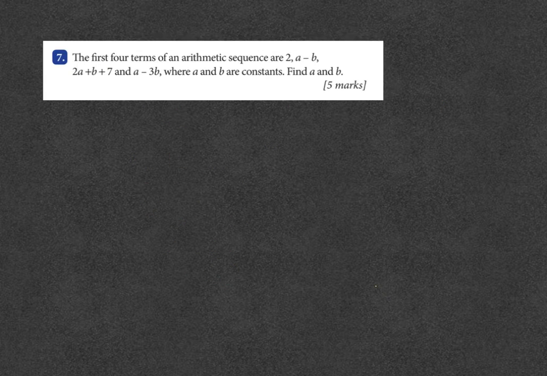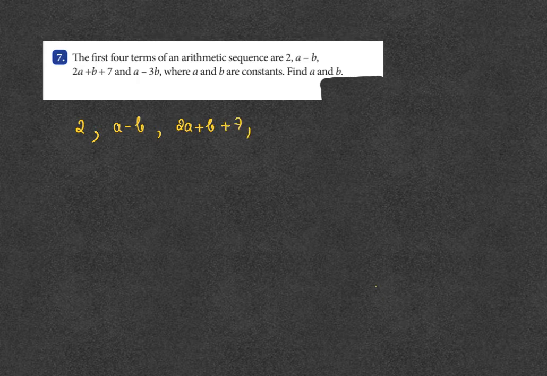That's a bit more of a challenging problem, so try to stop the movie and try it yourself. What do we know about an arithmetic sequence? That the difference between any consecutive terms is the same. Let me write the terms. First is a minus b, then 2a plus b plus 7, and a minus 3b.